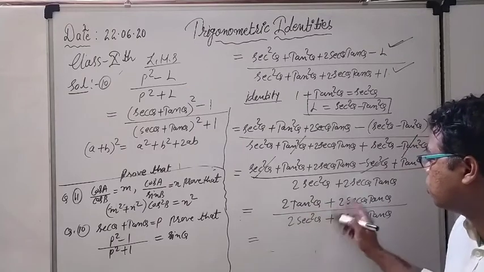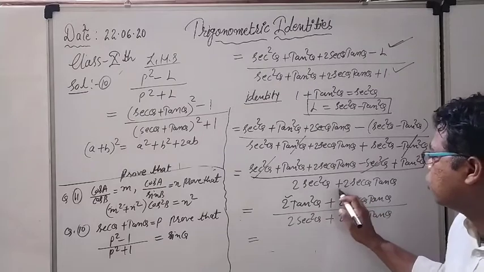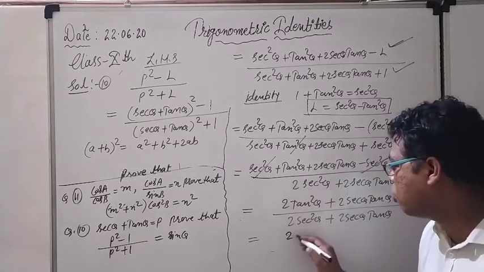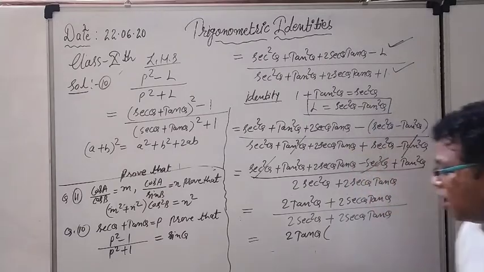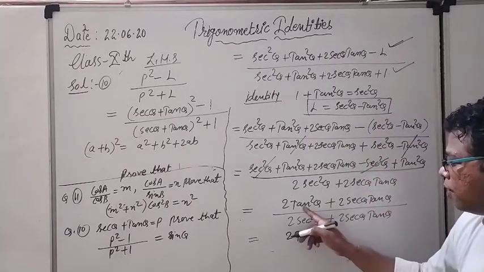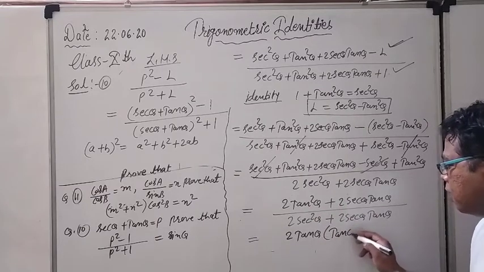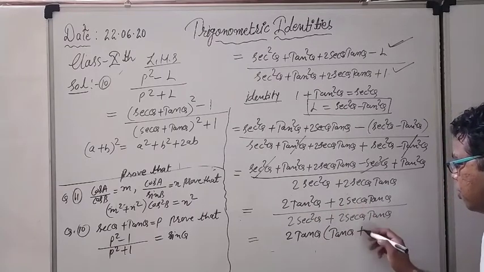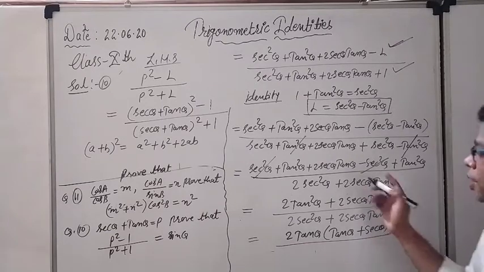So 2 is also common, 2 is here, 2 is here, tan theta is here, tan theta is also here. So from the numerator I can take common 2 tan theta. Is it okay? Yes. If I take the common 2 tan theta from both the terms, so here what is remained? Only tan theta. Plus here what is remained? Only sec theta.